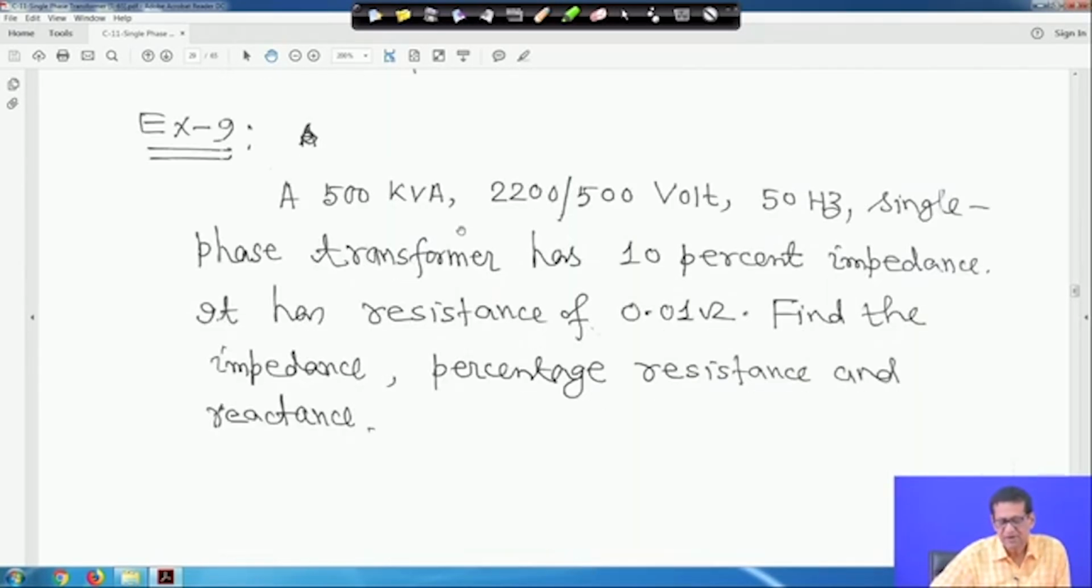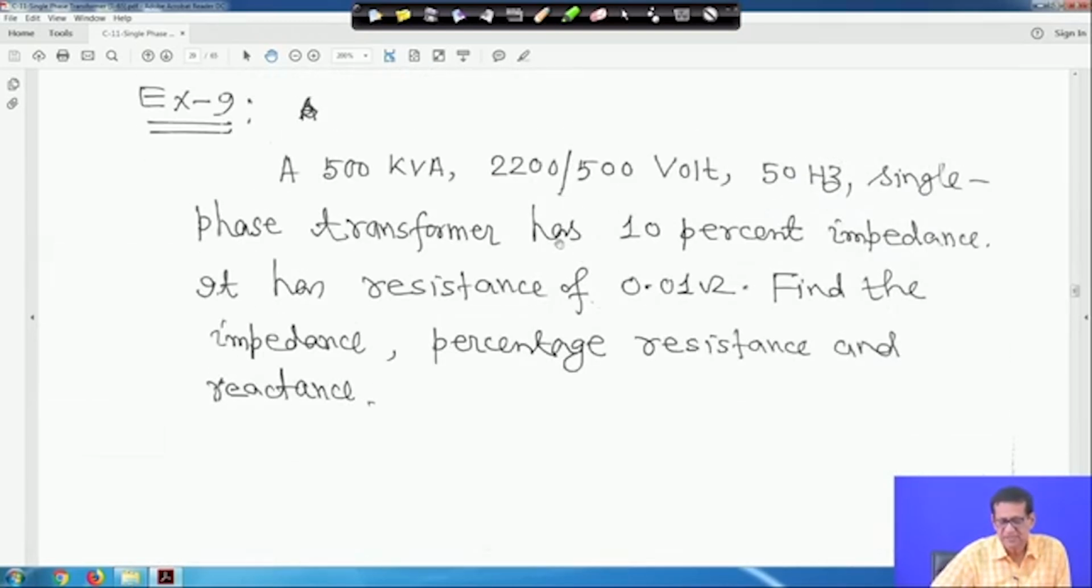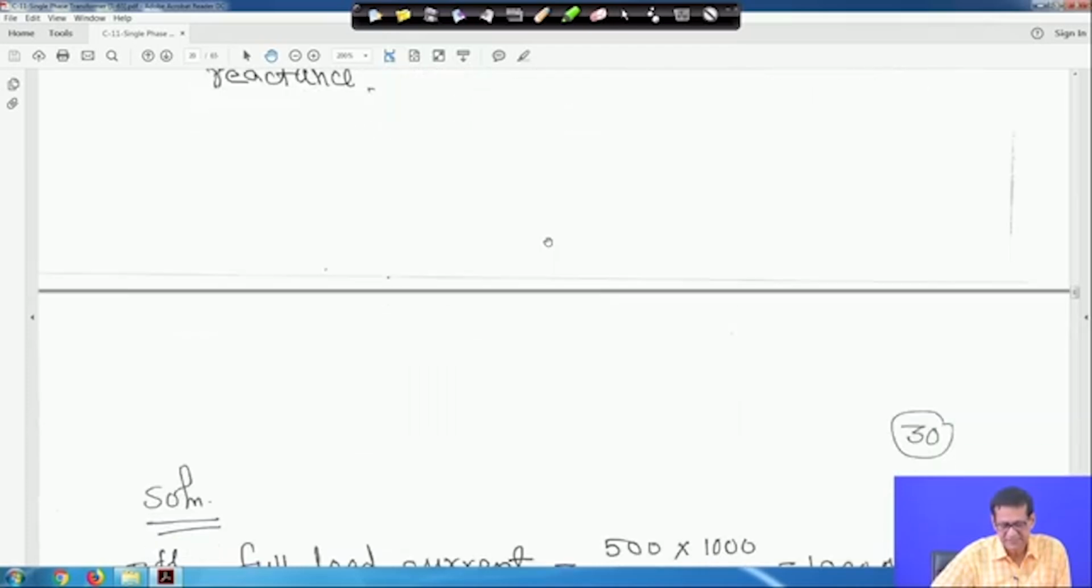Another problem: a 500 kVA transformer, this is its full load rating, 2200 volt by 500 volt. So the high voltage side is 2200, the low voltage side is 500 volt, frequency is 50 hertz, a single phase transformer with 10% impedance. 10% means it is dimensionless, that means 0.1. I will show you how you can do it. Its resistance is given as 0.01 ohm, and you have to find the impedance value, percentage resistance and percentage reactance, but its percentage impedance is given as 0.10. So how can one do it? Just listen carefully, because a similar type of problem you will get later. One can do it very easily.